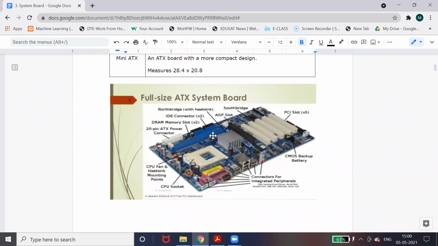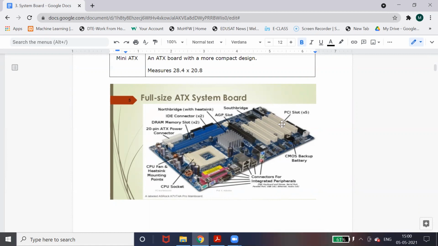Now this is one example of how exactly an ATX system board looks. The current system boards are ATX system boards. These are the different components available on the system board. System board is nothing but your motherboard. You can see here the CPU fan and heatsink, then the CPU socket, and connectors for integrated peripherals. This is the CMOS battery, a round circle you can see here. It is like a one rupee coin structure that you can remove, and then you can reset it.